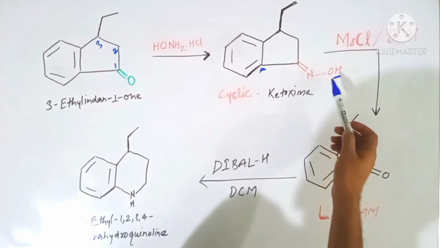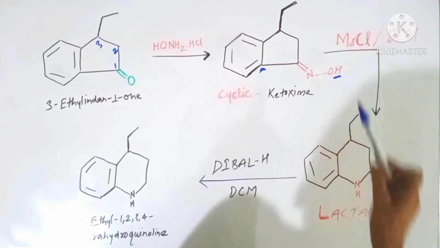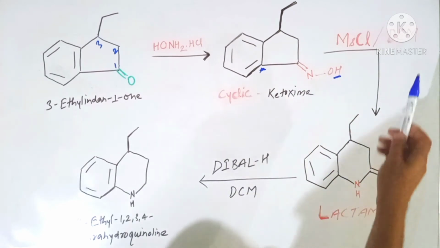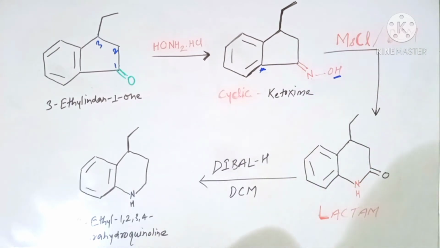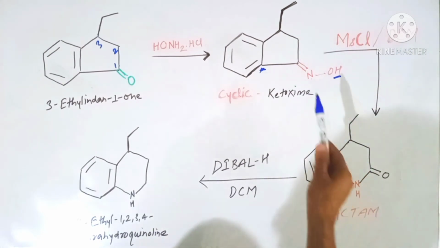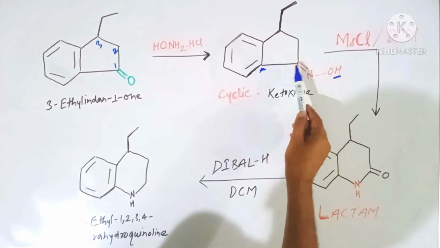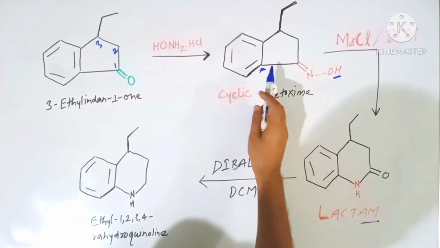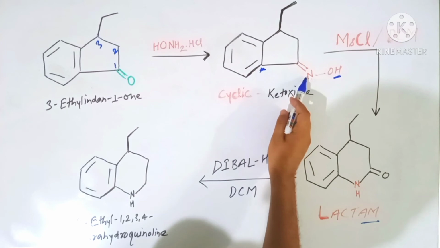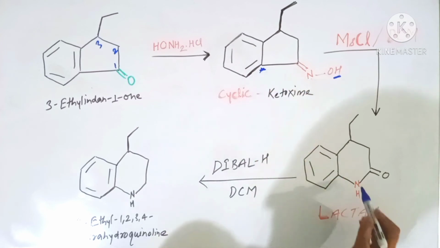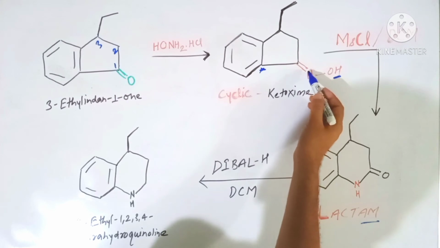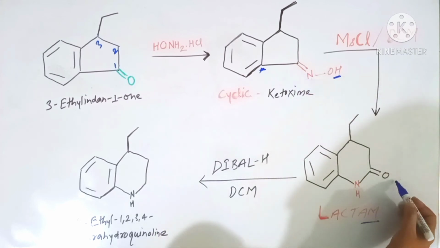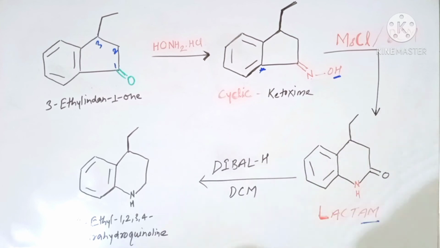So here this cyclic ketoxime is reacted with methyl chloride in the solvent system of DCM, dichloromethane. So the rearrangement of this 5-membered ring takes place in this manner, and a cyclic ketone, that is called lactam, is produced. So what happened here, this carbon migrates to the nitrogen and comes into the ring, and this double bond is converted into a ketone. That's why this is called lactam.